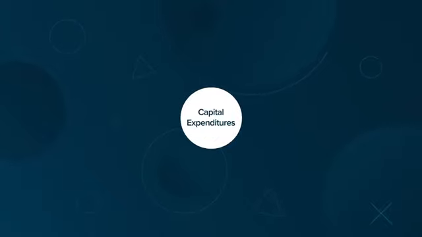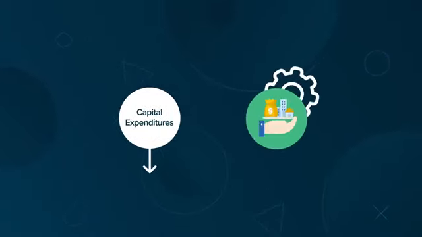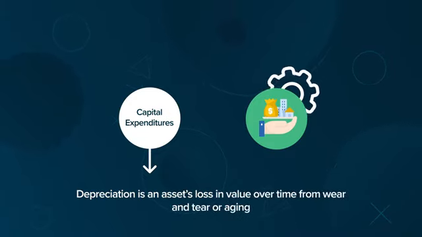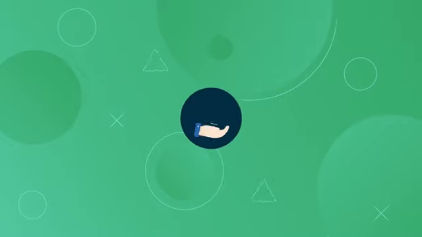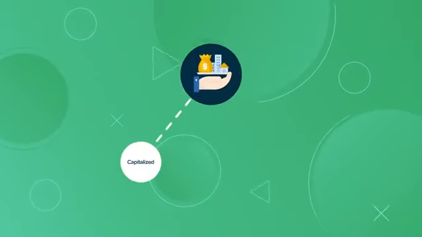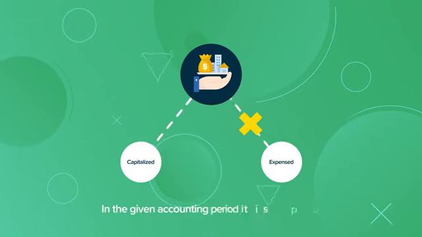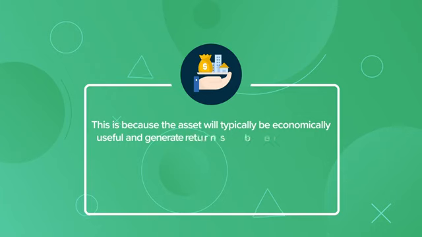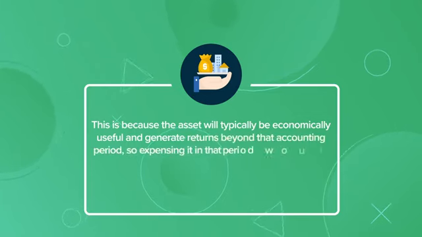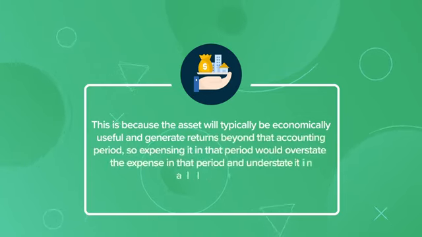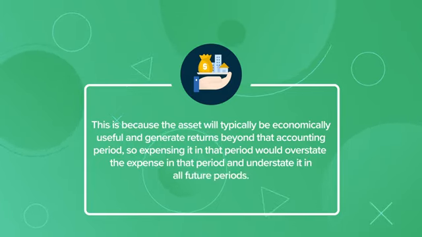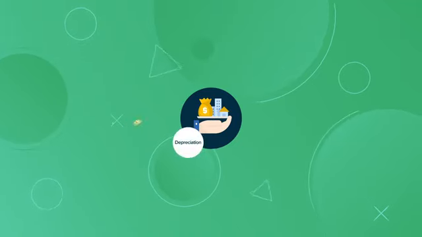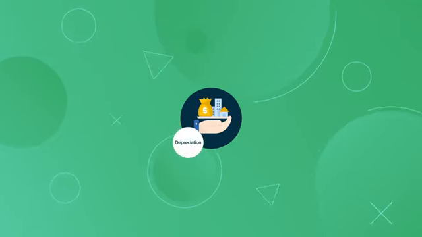Capital expenditures often depreciate once the asset is put in service. Depreciation is an asset's loss in value over time from wear and tear or aging. When a long-term asset is purchased, it is often capitalized instead of being expensed in the given accounting period it is purchased in. This is because the asset will typically be economically useful and generate returns beyond that accounting period, so expensing it in that period would overstate the expense in that period and understate it in all future periods. To avoid this, depreciation is used to better match the expense of a long-term asset to the revenue it generates.